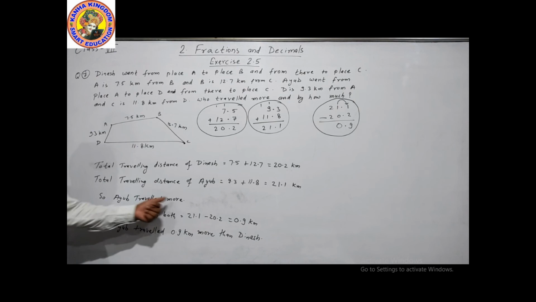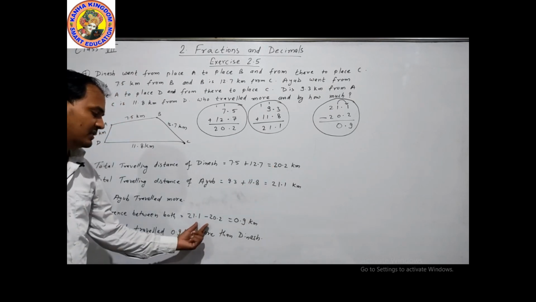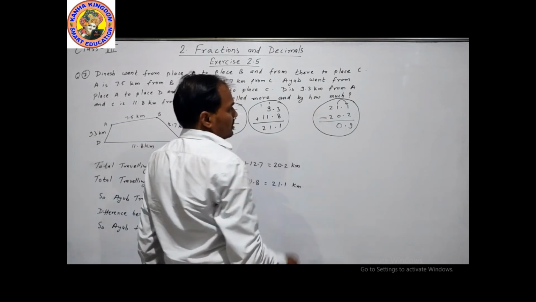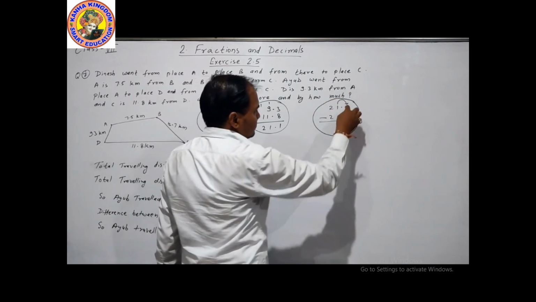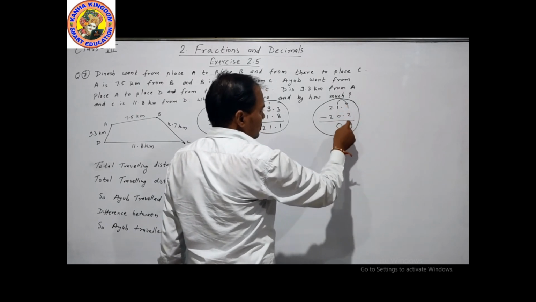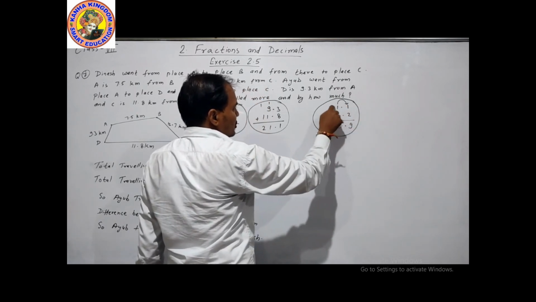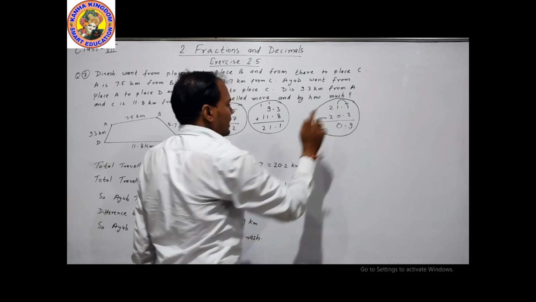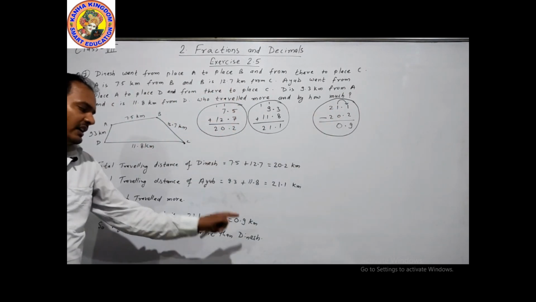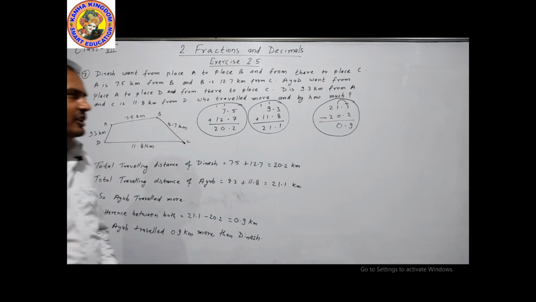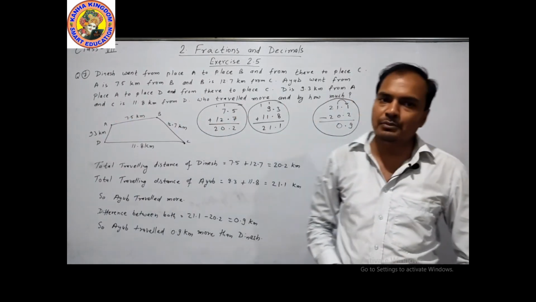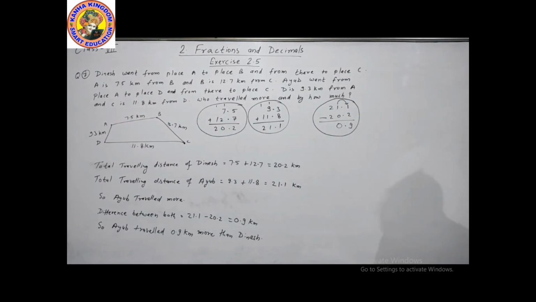So Ayub traveled more. By how much? The difference between both. Difference means minus. Take a minus. 1 minus 2 is not possible, so we will borrow from here. So this is 11. 11 minus 2 is 9. Borrow from here. This is 0, 2, 0. 20 minus 20 is 0. So 0.9. Ayub traveled 0.9 km more than Dinesh. You can take a screenshot of this. We will move to our next question.